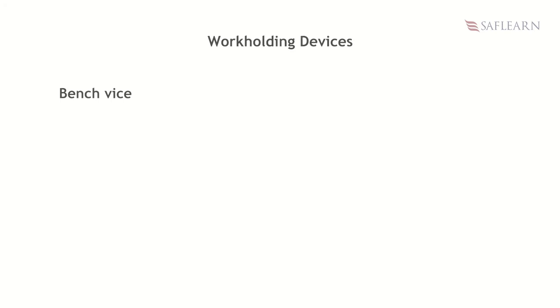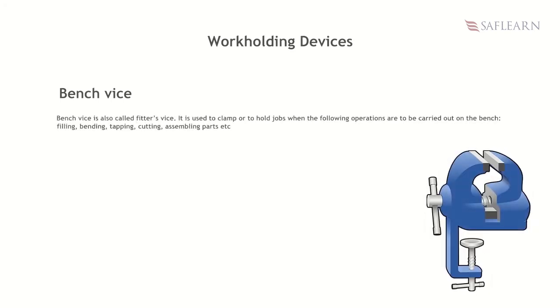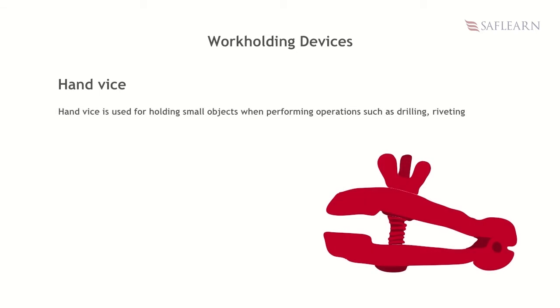A bench vise is also called fitter's vise. It is used to clamp or to hold jobs when the following operations are to be carried out on the bench: filing, bending, tapping, cutting, assembling parts, etc. Hand vise is used for holding small objects when performing operations such as drilling and riveting.